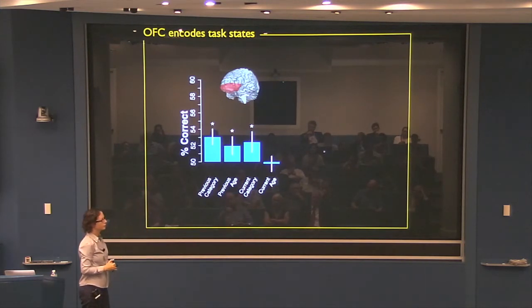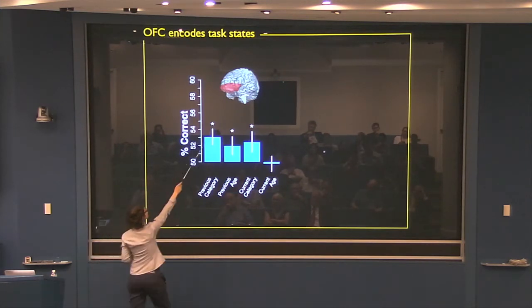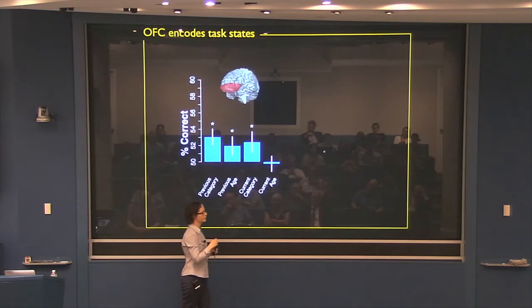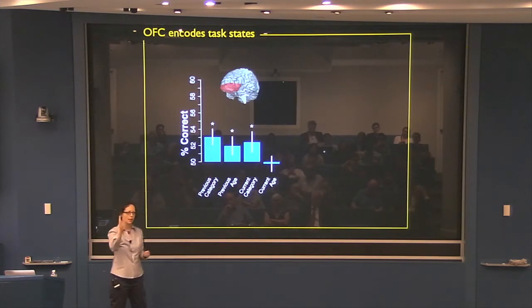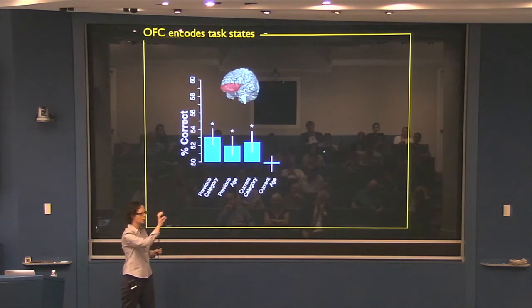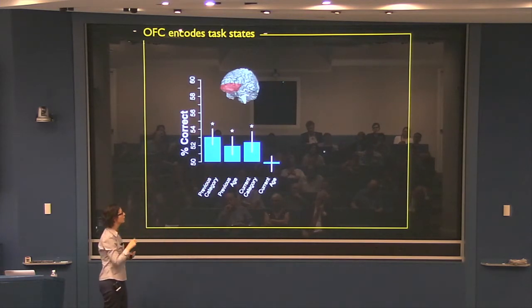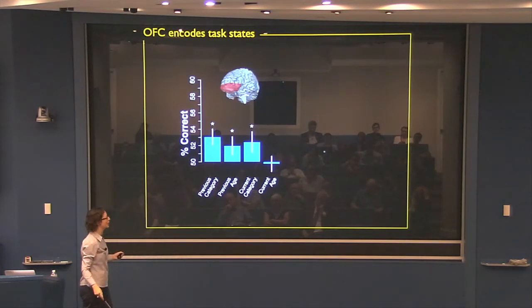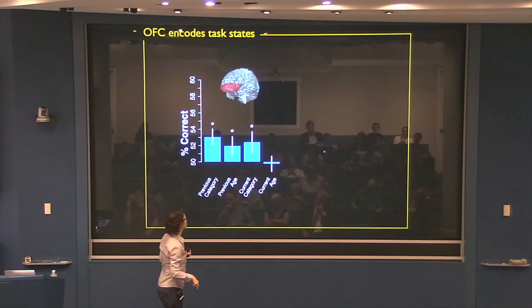How big a region do you think? This is a very big region. It's 4,000 voxels. Each voxel is 3 by 3 by 3 millimeters. Yes, lots of neurons in it. And we only have a measurement every 2.4 seconds. So this is very crude. And that's why you're getting 53%. This is above chance, but it's not amazing. But I'll show you more amazing results.